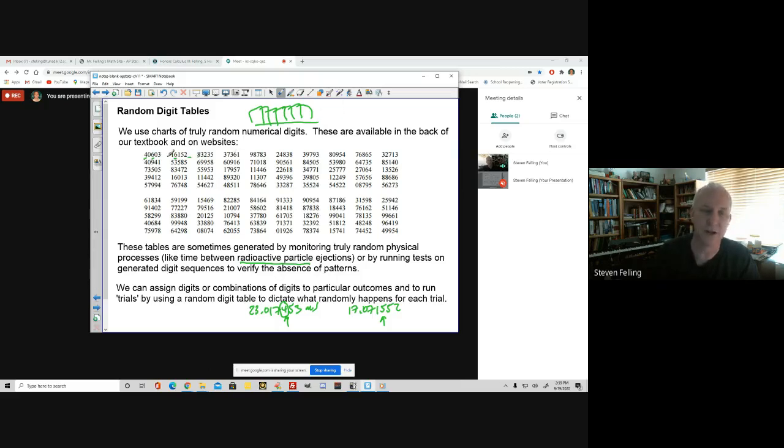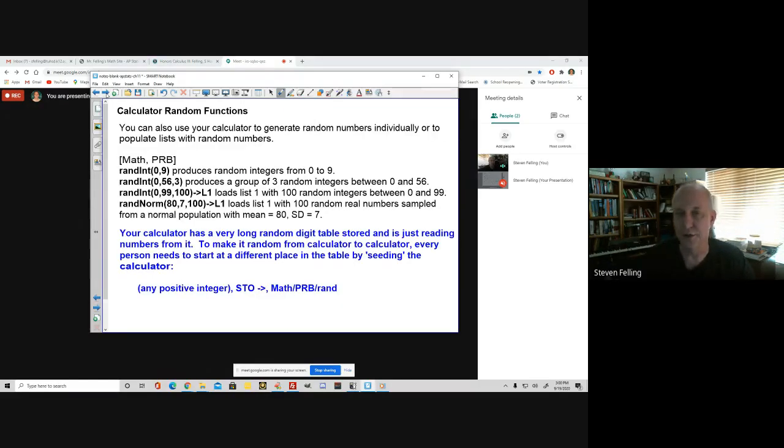And they look at every third and every fourth and every fifth, and they make sure that it's truly random, right? So somebody has gone to all that trouble and produced a table that we can use. Okay, so I'm going to show you how we can use that to do a simulation. And we already talked about how we can use the calculator too.